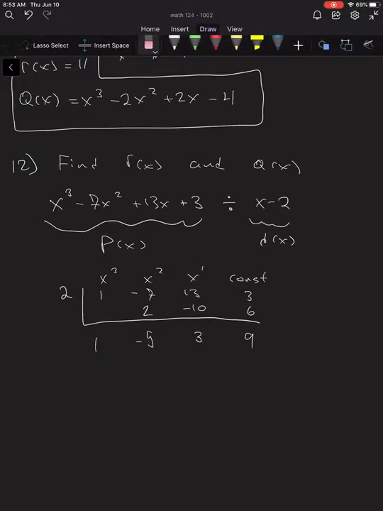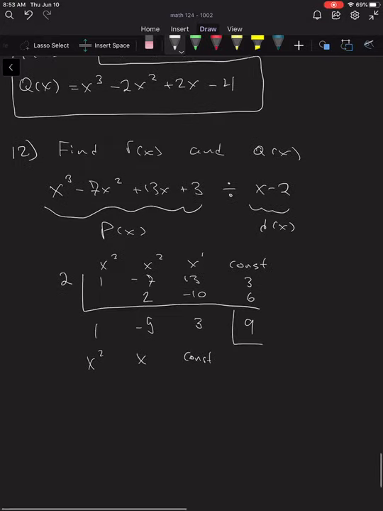Okay, so our first column was x to the 3, so down here it's going to be x squared. It's always 1 less. And this is our remainder at the very end. So in this problem, our remainder is 9, and our q of x is going to be 1x squared minus 5x, and then plus 3.